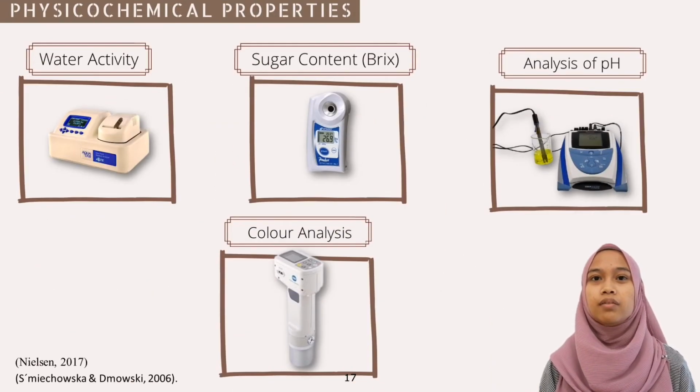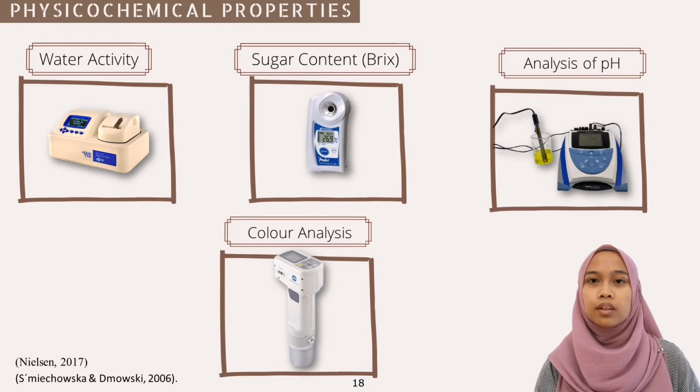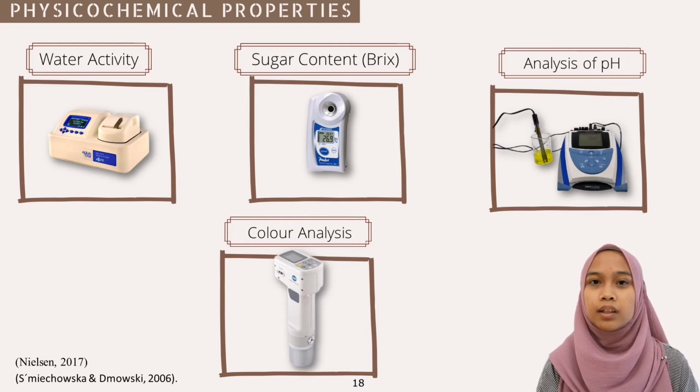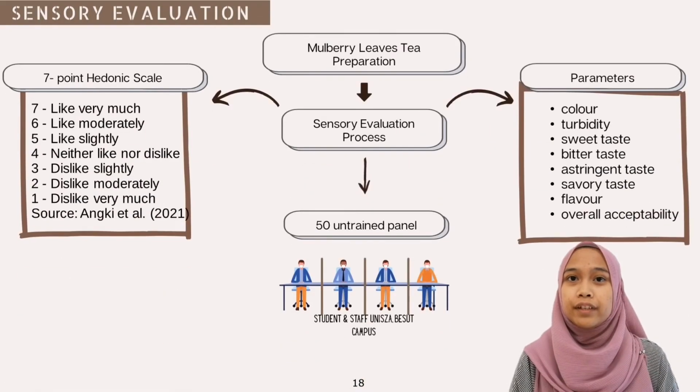The color determination of mulberry leaf tea will be measured using the colorimeter chromameter. pH analysis will be measured using the pH meter, sugar content using the pocket refractometer, and finally water activity using a water activity analyzer. At the final phase of my study, a sensory evaluation will be conducted.